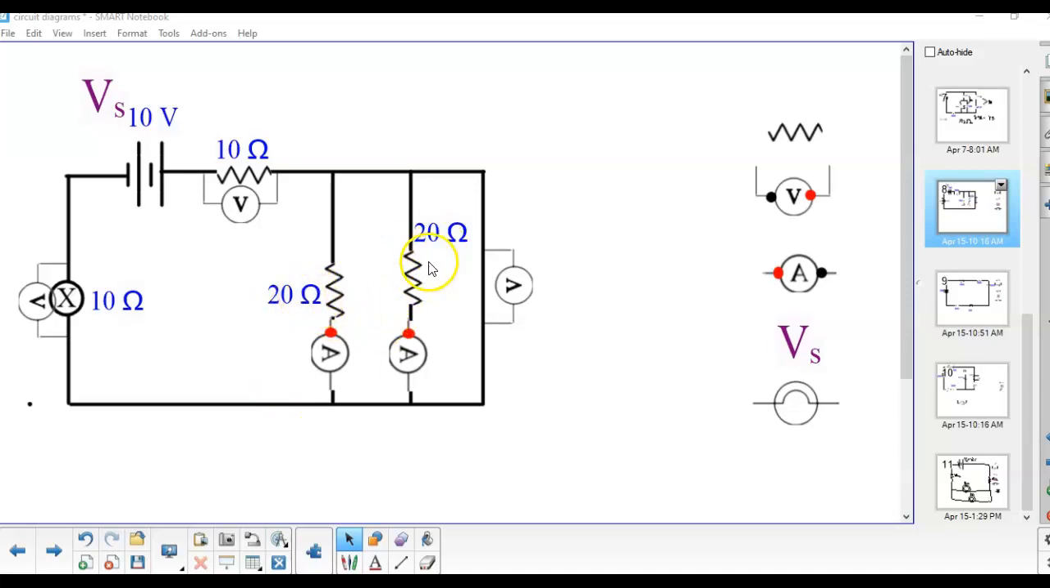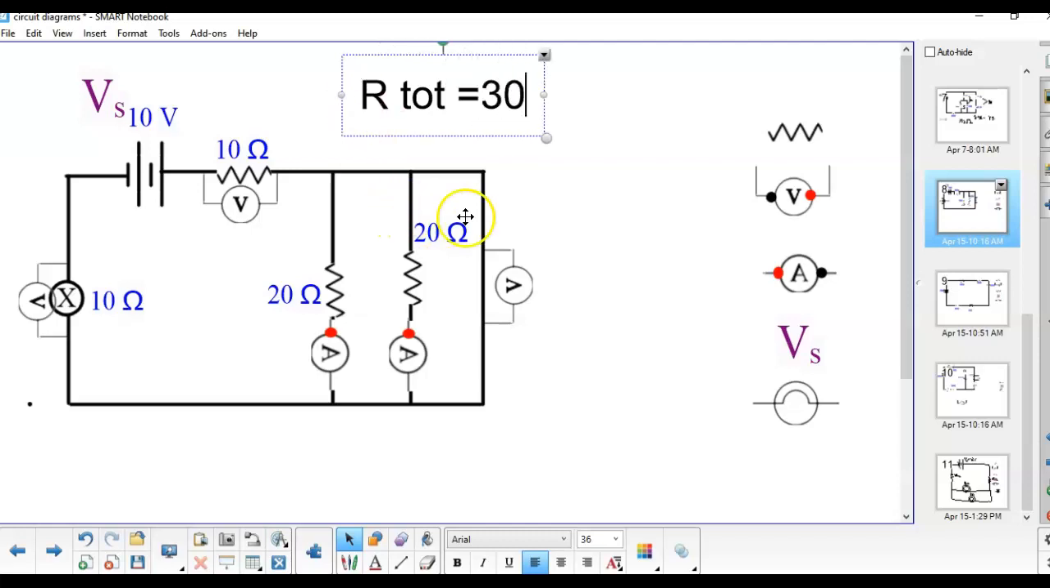1 over 20 plus 1 over 20, well, it turns out this is going to be the equivalent of 10 ohms. When we do that, we see that we have a 10 ohm resistor here, here, and here. That gives us 30 ohms total. Okay?